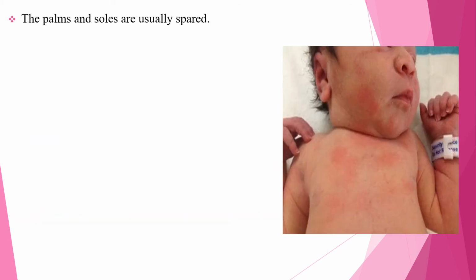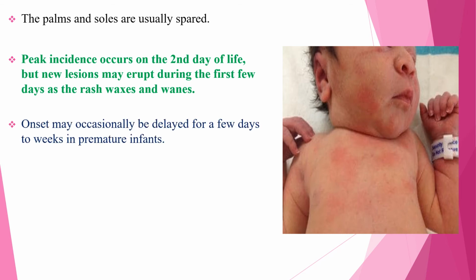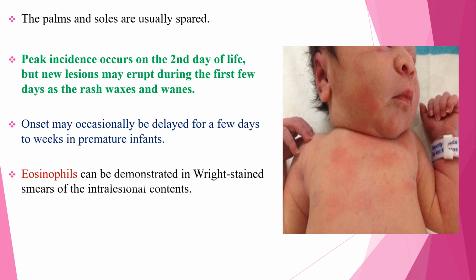The palms and the soles are usually spared in the case of erythema toxicum, and the peak incidence occurs on the second day of life, but new lesions might erupt during the first few days as the rash waxes and wanes. Onset might occasionally be delayed for a few days to weeks in premature infants. Eosinophils can be demonstrated in Wright-stained smears of intralesional contents. Otherwise, cultures are sterile.